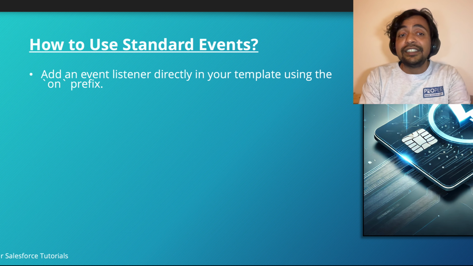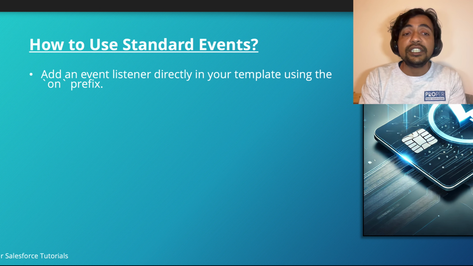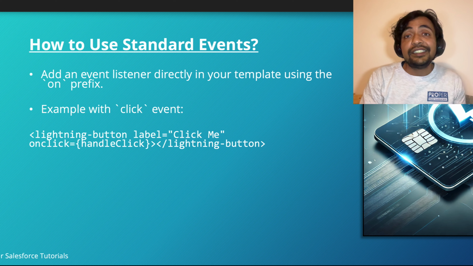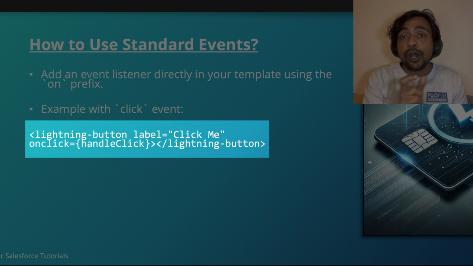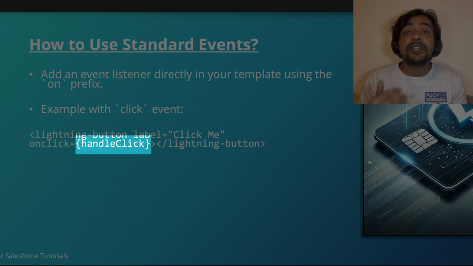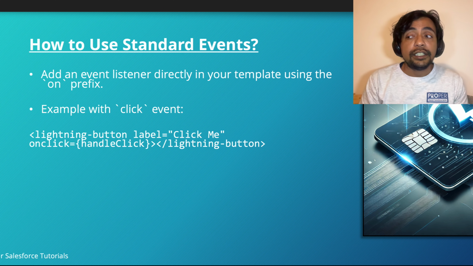Now how to add the listener? We use the on prefix on the event, so that will actually be the listener. For example, if we talk about the click event and we want to add a click event listener on the button, we will add the onclick attribute and then, within curly brackets, we will specify the handler. This handler will be nothing but a method. So we will specify the method which will be executed as and when that specific event happens.